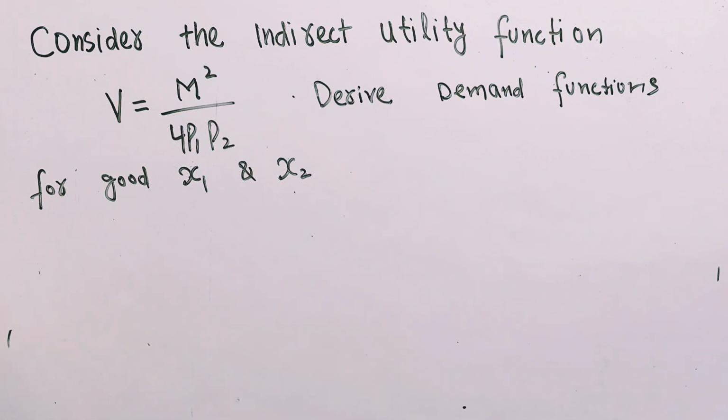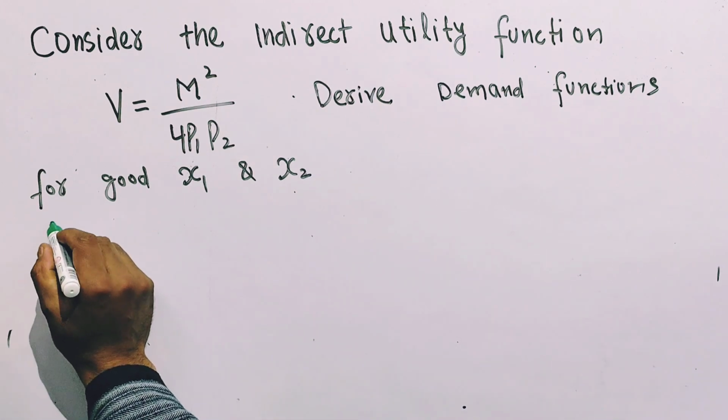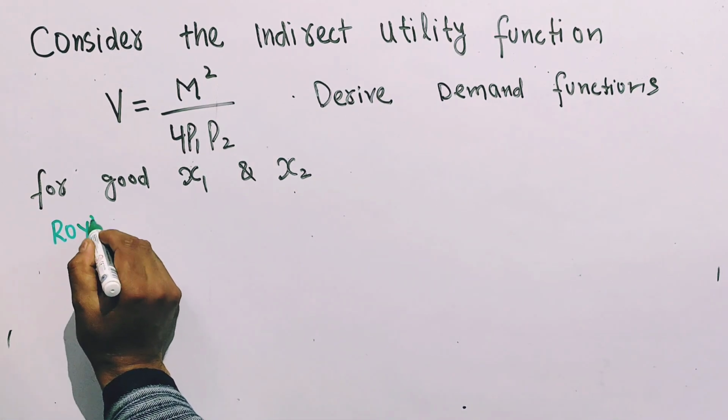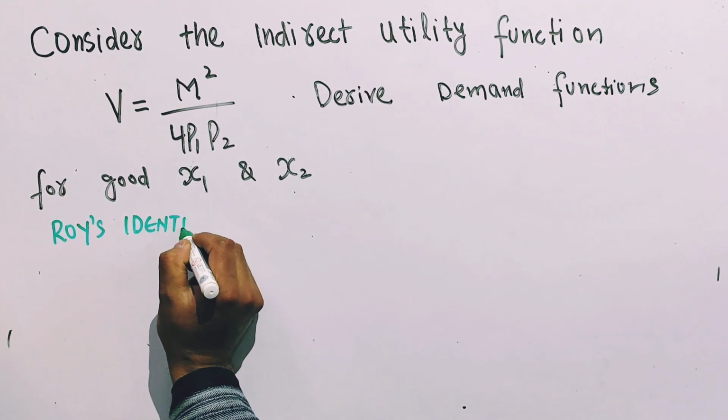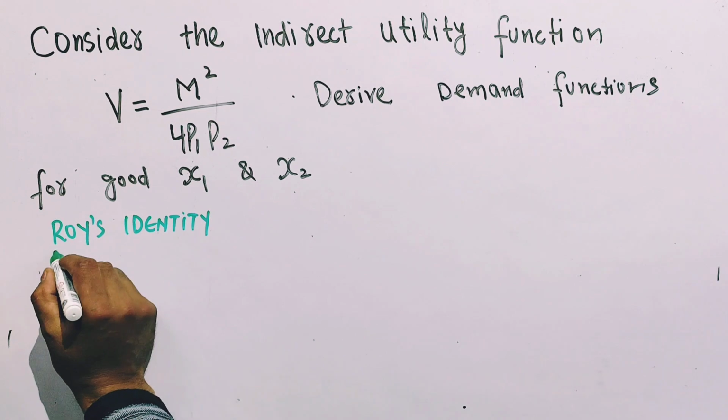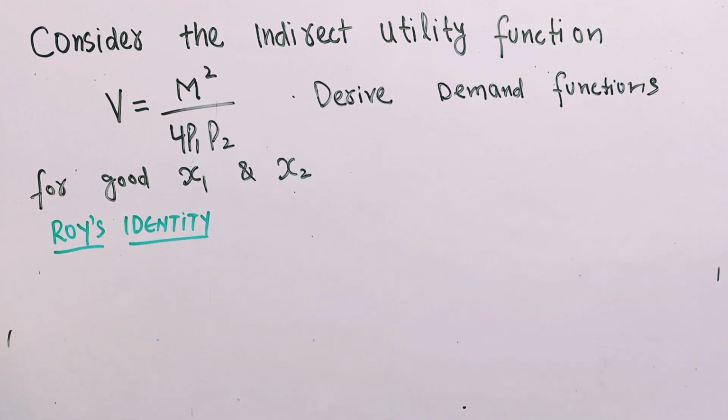Okay, so here what will we do? We will use Roy's identity to find out the demand function for good X1 and X2. It is a shortcut way of finding out the demand for good X1 and X2.